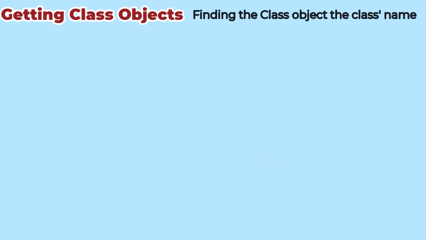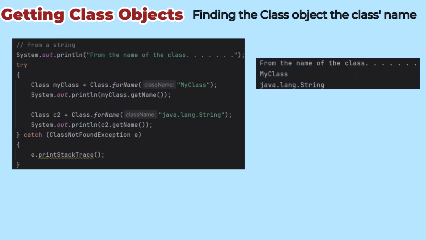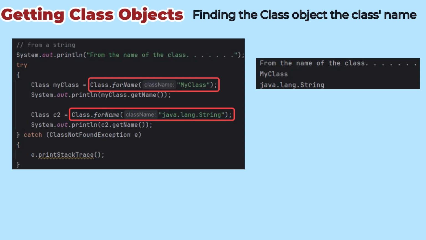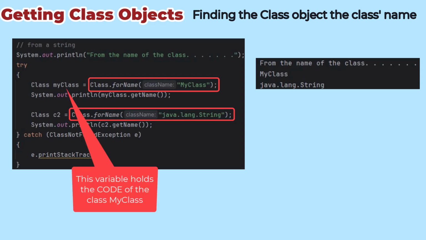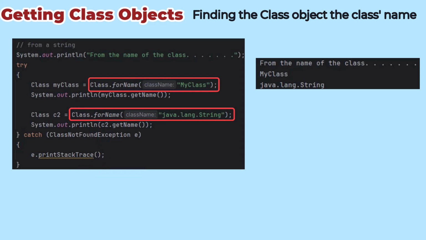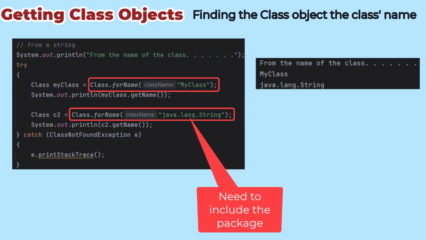The third way we can get the class object is from the name of the class, and this has great power. To do this, we use the Class.forName static method in the class. We just pass in the name of the class, and it returns a class object representing that class's code. So myClass will reflect the code in the class MyClass. If the class you're interested in resides in a package, you have to include the full path. So for example, String is in java.lang.String.